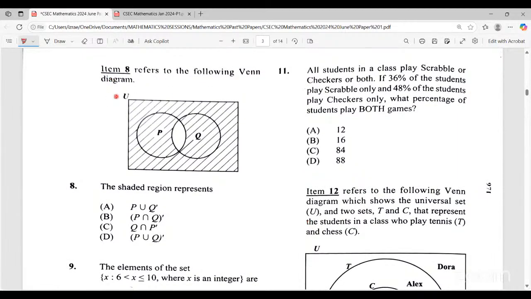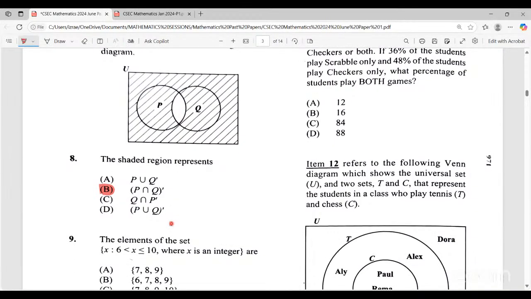Item 8 refers to the following Venn diagram. The shaded region represents what? You can see everywhere is shaded but the intersection. So P intersect Q would be here, but the complement would be everywhere else shaded. So B is the answer for this one, where everywhere is shaded but the intersection. So complement would refer to that. So that's B.